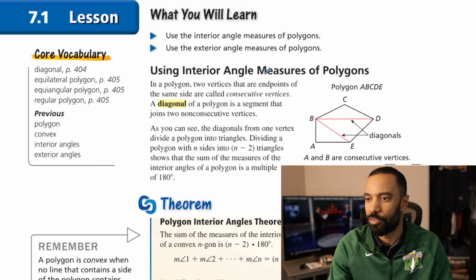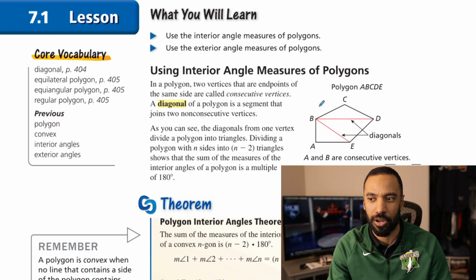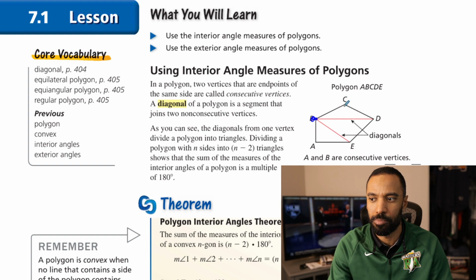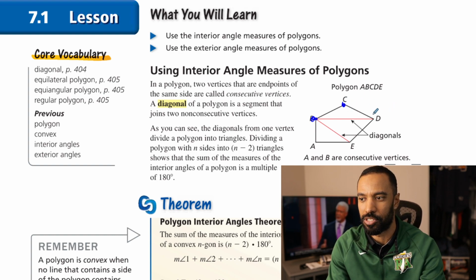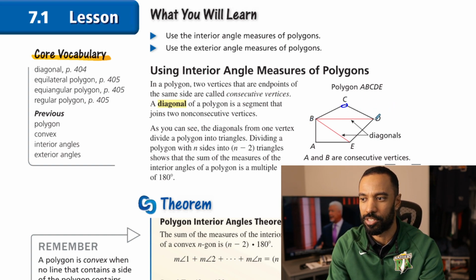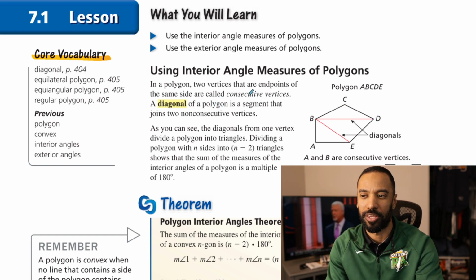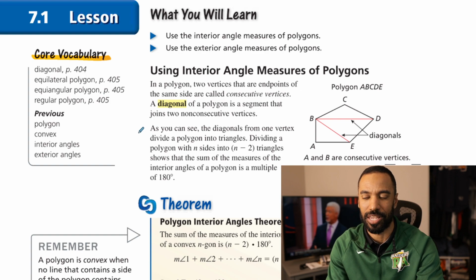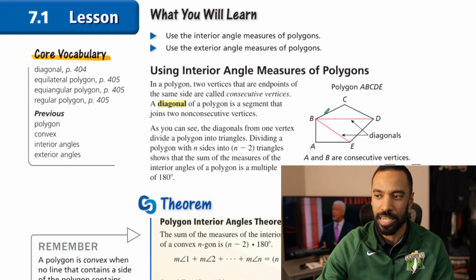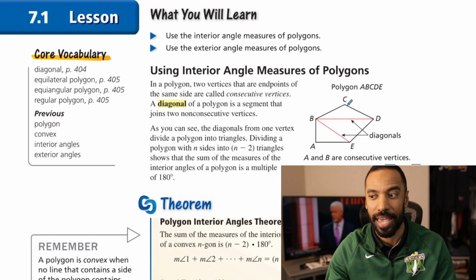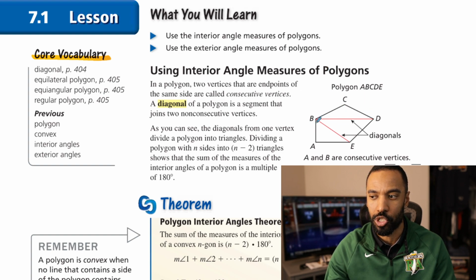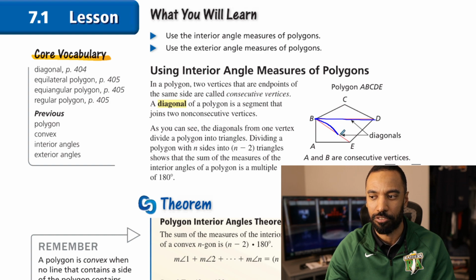Now, in a polygon, two vertices that are endpoints of the same side are called consecutive vertices. So, B and C are consecutive vertices. C and D are consecutive vertices, etc. The diagonal of a polygon is a segment that joins two non-consecutive vertices. So, B and C form to join a side, but B and D form to join a diagonal. You can make a diagonal from B to D. You can make a diagonal from B to E.